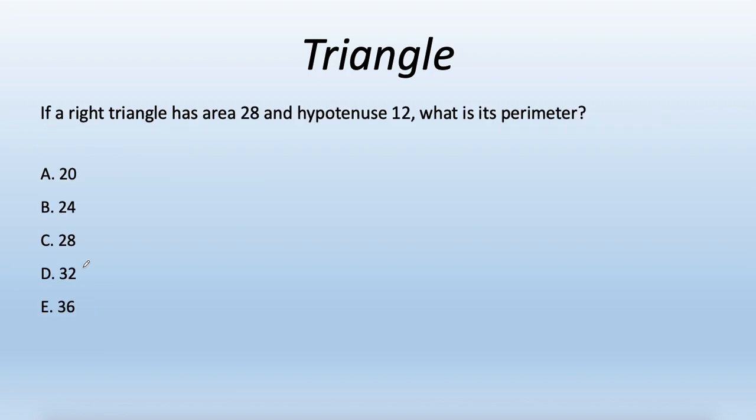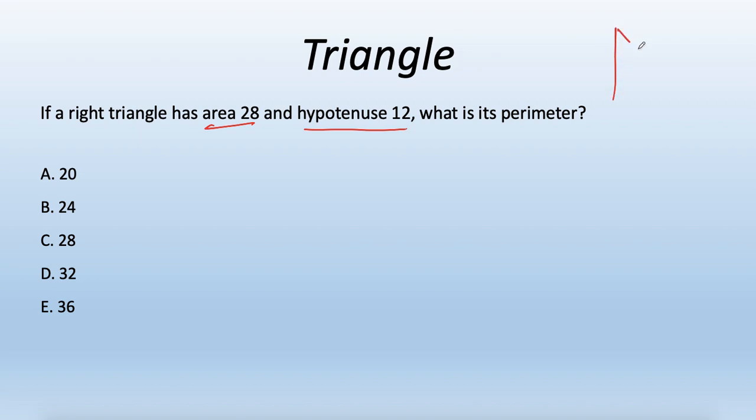Okay, just pause this video and try to solve it on your own. Okay, let's solve this now. We have a right angle triangle having area 28 and hypotenuse 12. So what is the perimeter? This is a pretty common type of question which is asked in this scenario. And let's try to solve this.